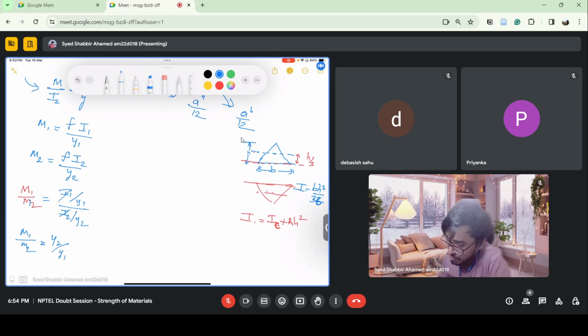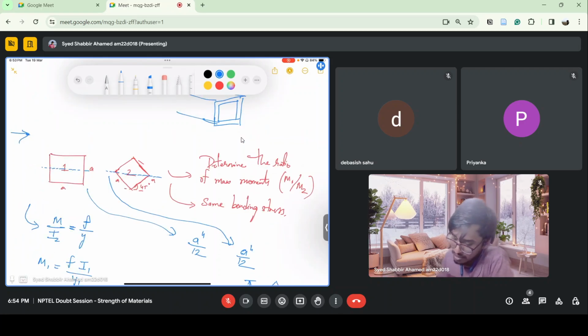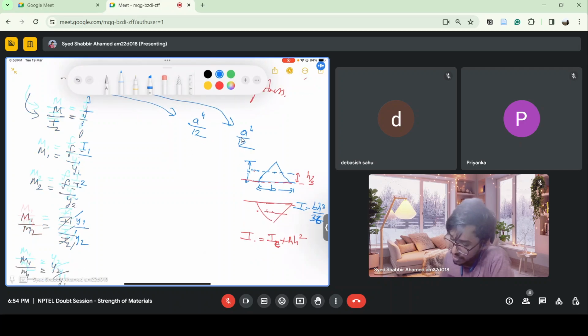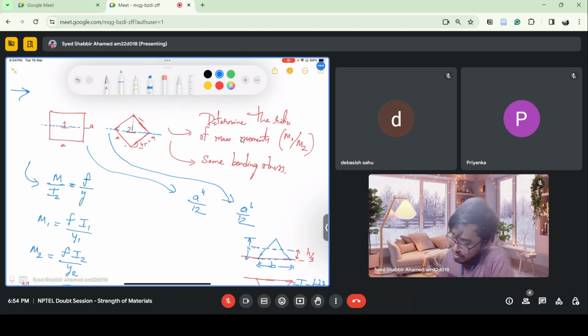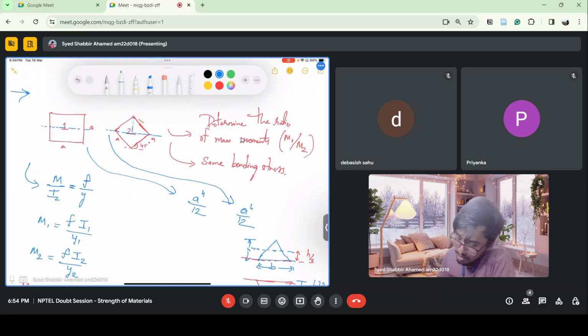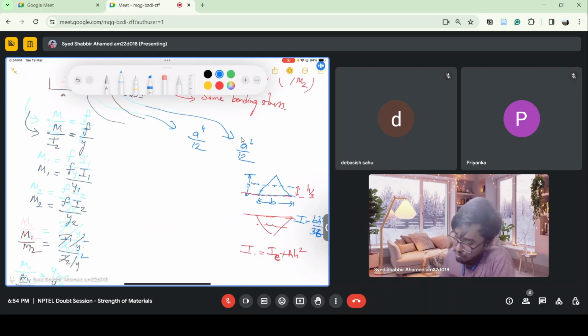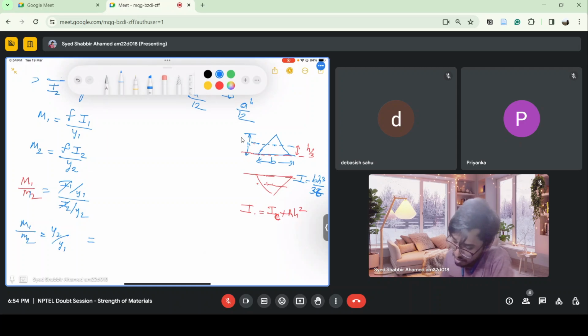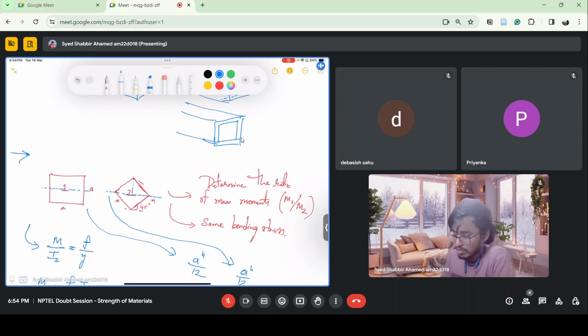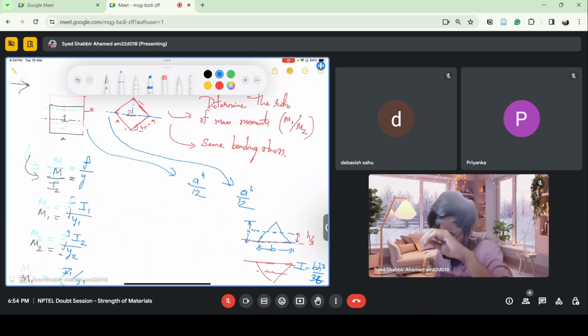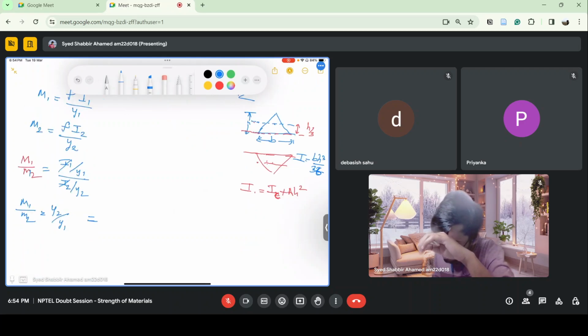I'll get the ratio y2 by y1. So y2 here means the maximum bending stress we are talking about, which is present at the extreme fibers. So y2 is basically a by root 2. You know that the total diagonal length of a square is root 2a, and half of it is a by root 2.